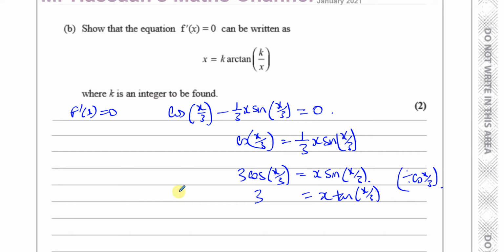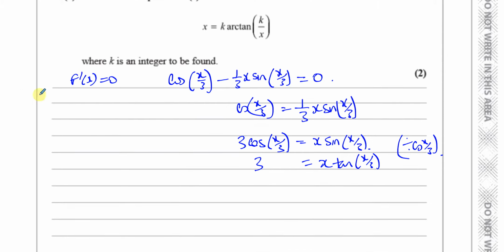Okay, so now I can see this form coming up. I multiplied both sides by 3, yep. I can kind of see this coming up somehow. So now I can say that 3 over x is equal to tan x over 3.